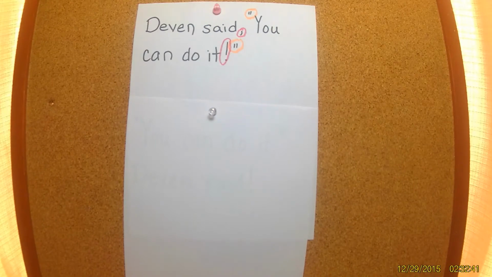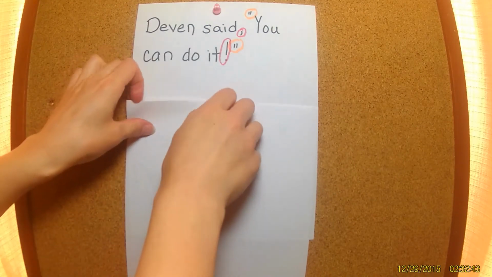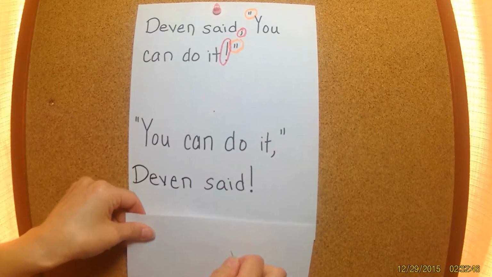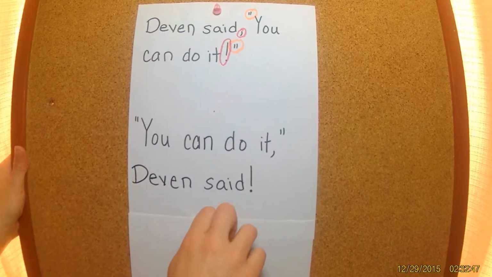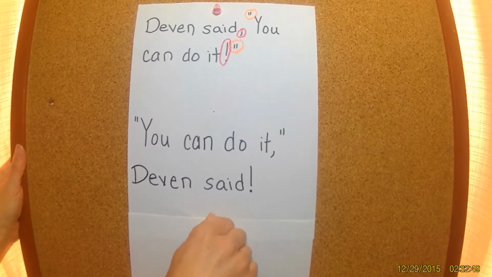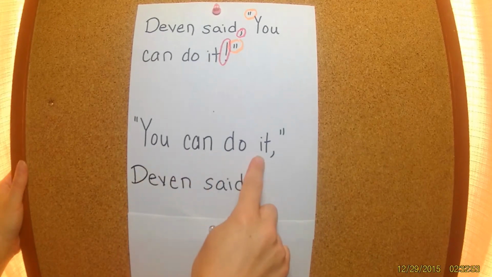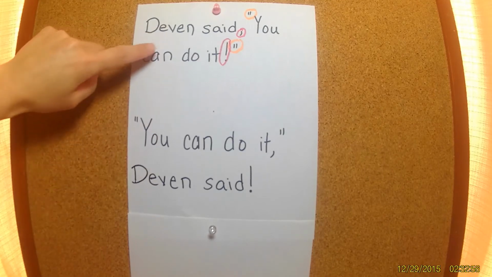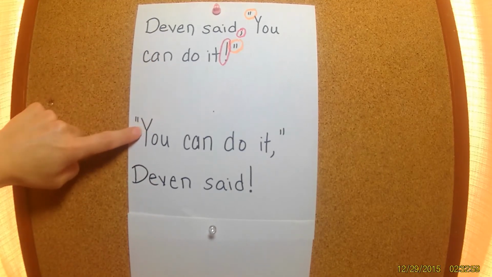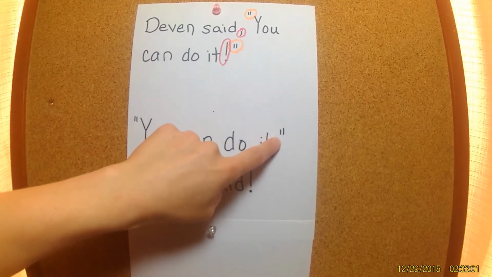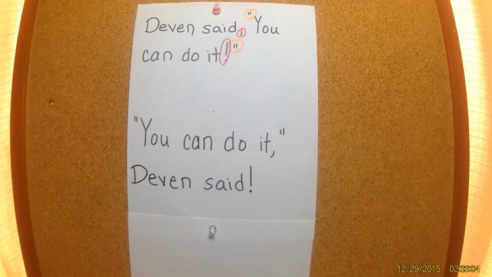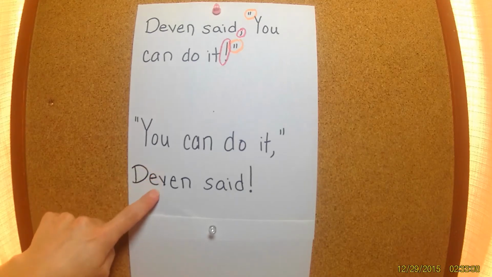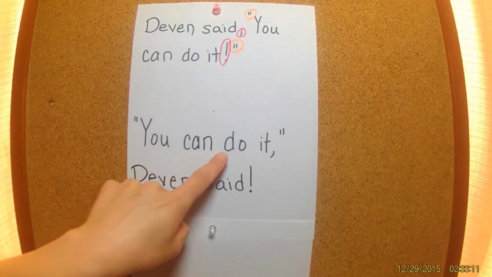Now, if we look at it in a different way, which is also a correct way to write, read, and say it, it says, "You can do it!" Devin said. Now, if we look at it, it's a little bit different than this one, right? Our quotation marks come first. Sometimes people refer to these as speech marks because they show when another person is speaking. We know that Devin is speaking here, and Devin says, you can do it.